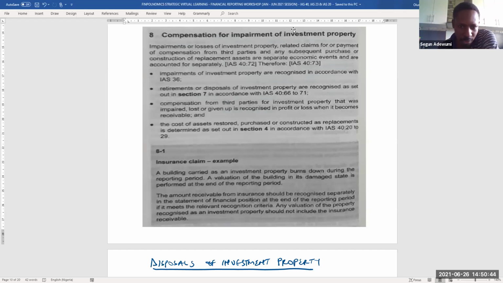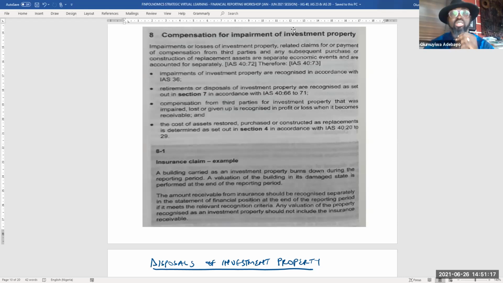Insurance claim, example: a building carried as an investment property burns down during the reporting period. Evaluation of the building in its damaged state is performed at the end of the reporting period. The amount receivable from insurance should be recognized separately in the statement of financial position at the end of the reporting period if it meets the relevant recognition criteria. Any valuation of the property recognized as an investment property should not include the insurance receivable.